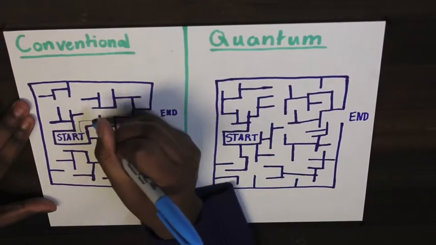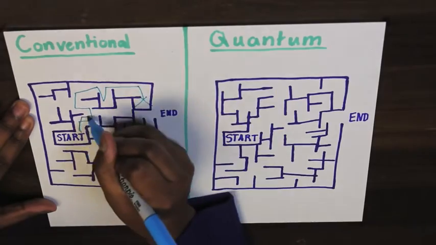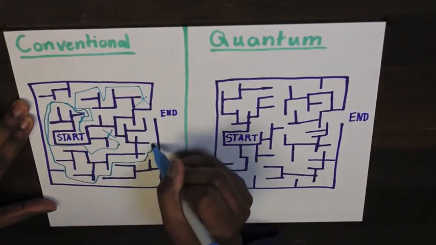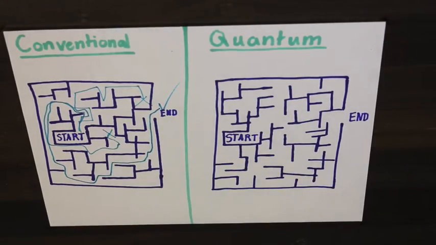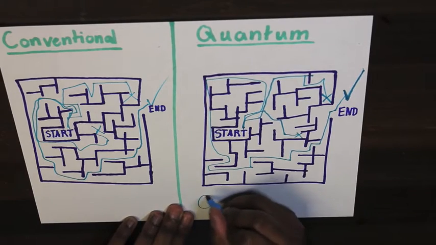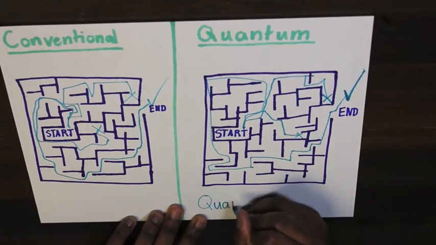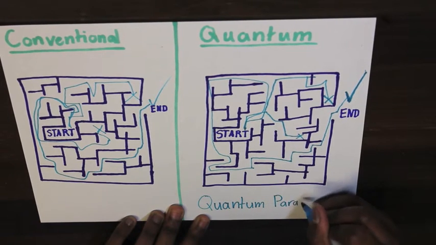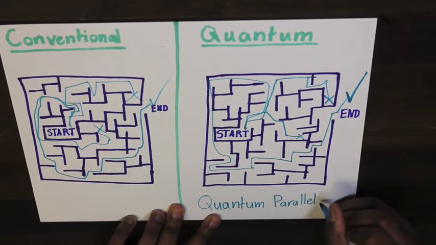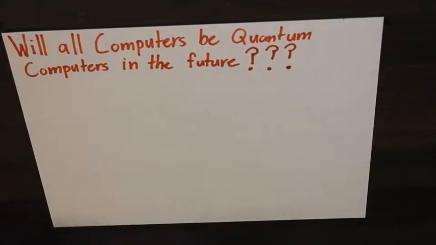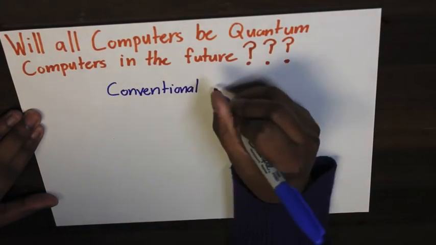Imagine you're in a giant maze and you're trying to escape. In order to get out, you have to test each path individually, one at a time. That's how conventional computers work. But if you were a quantum computer, you would be able to test every possible path of exit at the exact same time. This is called quantum parallelism, and it is one of the many complex methods that quantum computers use to manipulate data. So, does this mean that all computers will be quantum computers in the future?